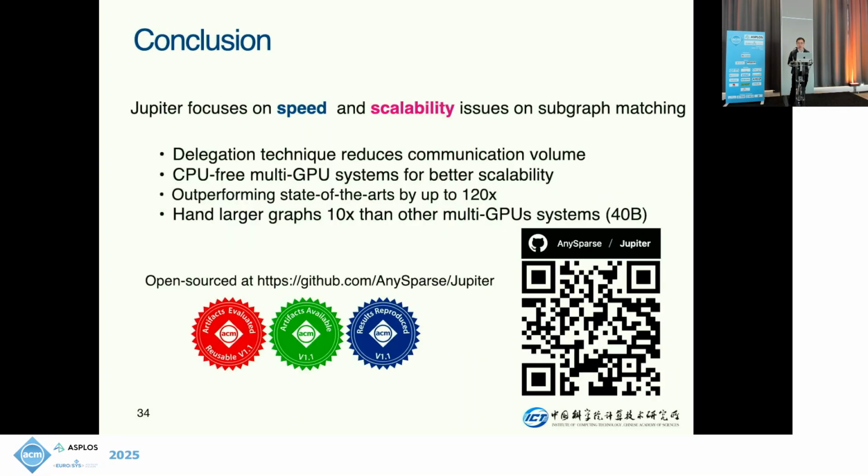To conclude, we designed a multi-GPU subgraph matching system to solve speed and scalability issues. We propose delegation and CPU-free techniques so that GPUs can handle larger graphs and achieve significant performance improvements. And our code is open source on GitHub. Welcome to study it if you are interested.